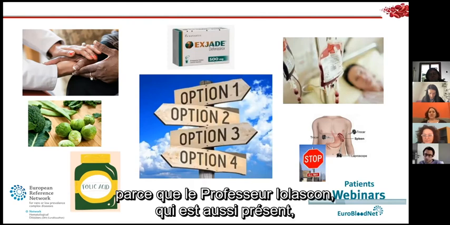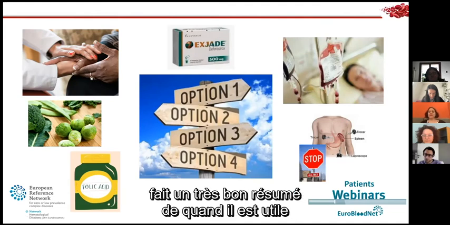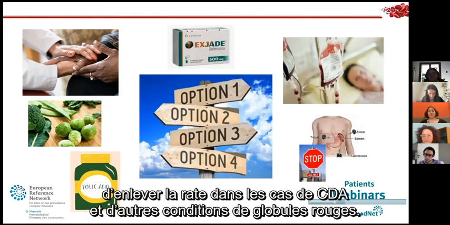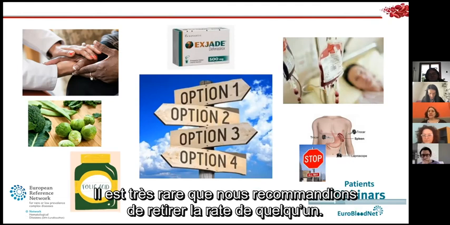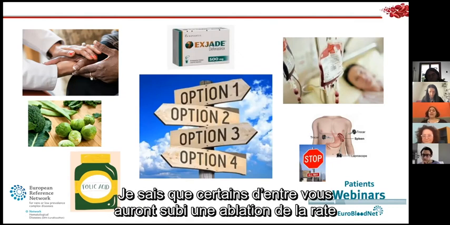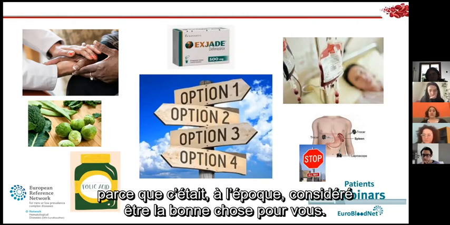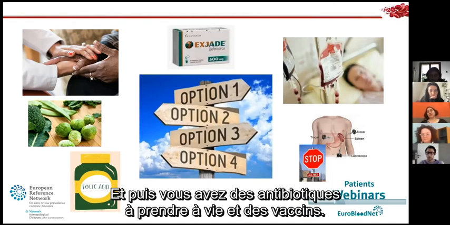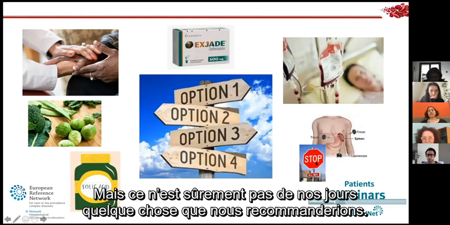I've put a stop sign here because Professor Iolascon, who is on the call as well, did a very nice review of when it is useful to take spleens out in CDA and other red blood cell conditions. And really, it's very rare that we would recommend taking somebody's spleen out. There has to be very good reasons for recommending this operation. Now, I know that some of you will have had your spleens removed because that was at the time thought to be the right thing for you. And then you have lifelong antibiotics to take and vaccines. But it's certainly not something that we would be recommending nowadays.